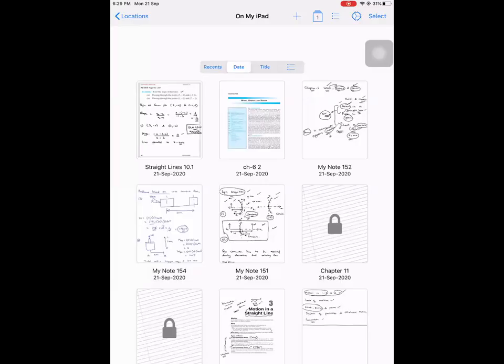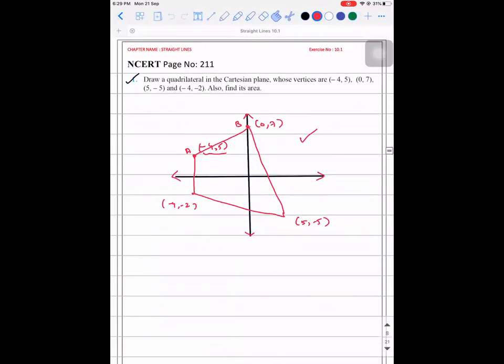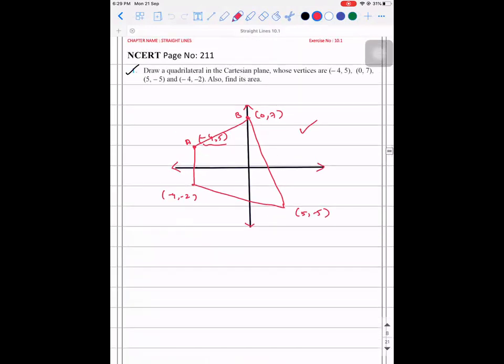So what were we discussing? Draw the quadrilateral in the Cartesian plane whose vertices are given by these values, and we need to find the area. So how to do this? How do we directly find the area of this quadrilateral? Do we have a direct formula for the area of a quadrilateral?